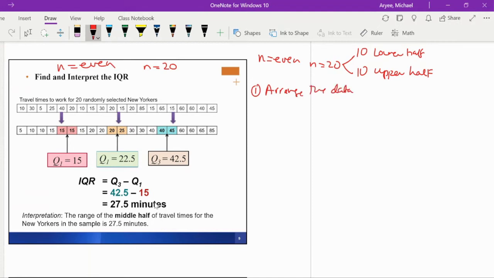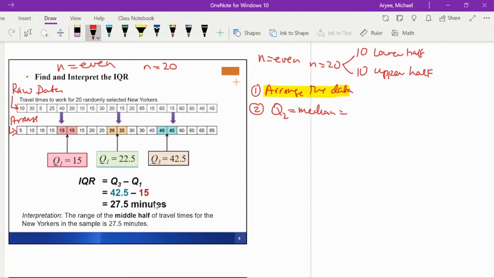That's very important. Okay. So they gave us raw data. Raw data is data that has not been arranged at all, and then we arrange it. So this is the arranged data. After you arrange the data, the next thing will be to find the Q2, which is the same as the median.